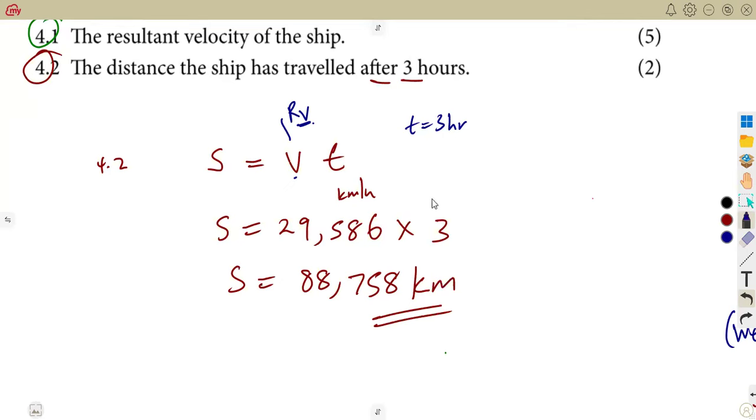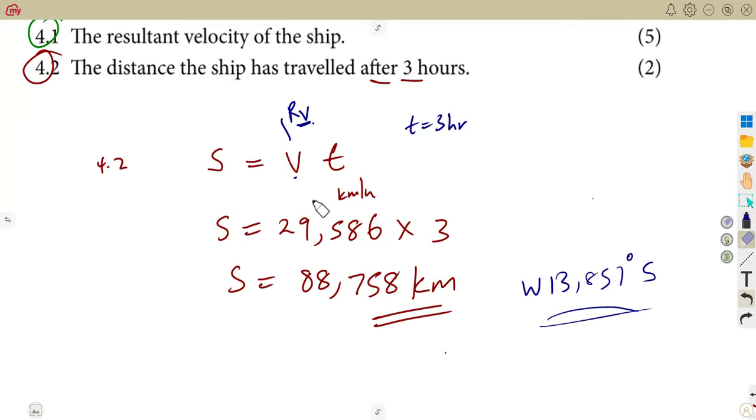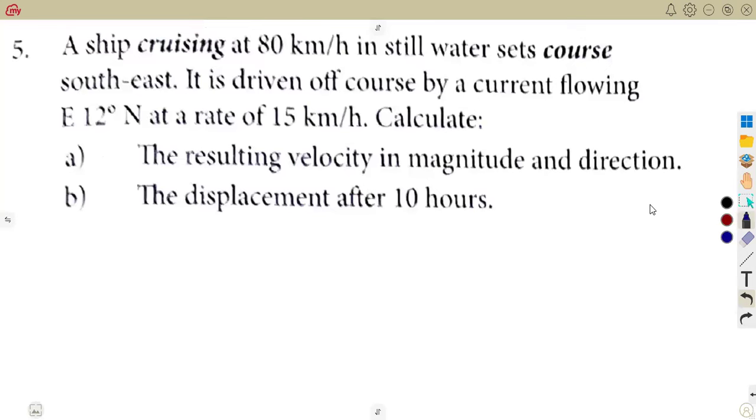In the same direction as that velocity. Remember, our velocity was moving westward, 13,857 degrees to the south. Same as what we had on the resultant velocity. Remember, you're using the direction of the resultant velocity. So that's how you can answer your question, or you can just leave it like that. They will still give you the full marks there. So this is how questions might be given.